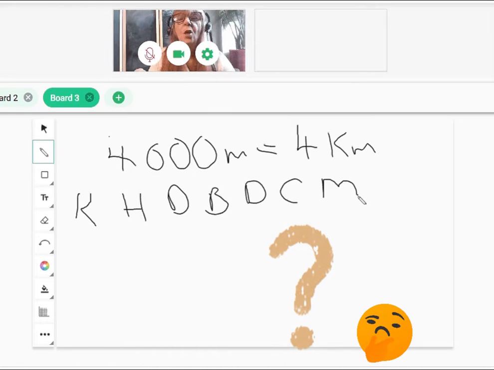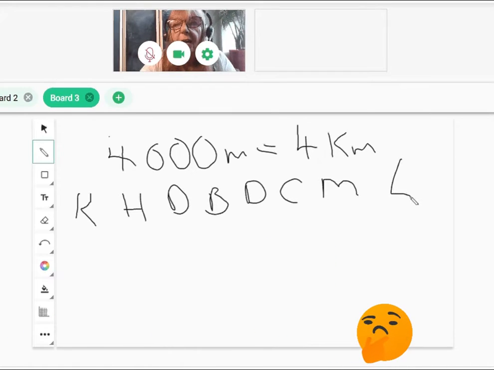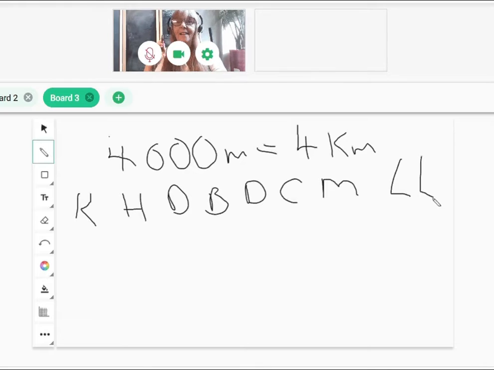What do we do? I love LL. It means larger. We go larger, up the ladder, left. We move the decimal point to the left. So if we have 4,000 meters and we start at the base because the meter is the base, we start at the base and we want to go to hectometers. So we're going to go 1 space, 2 spaces to the left on the decimal point.